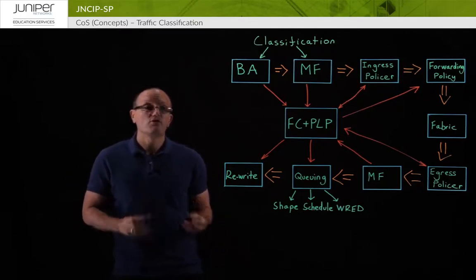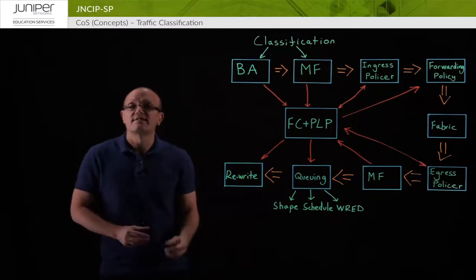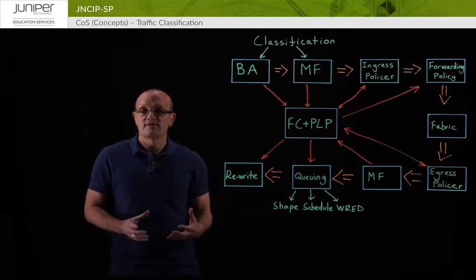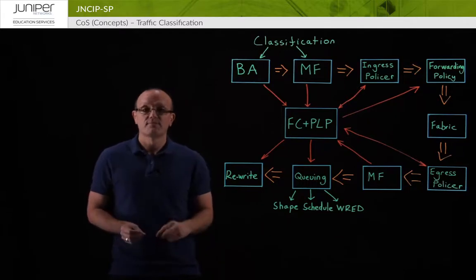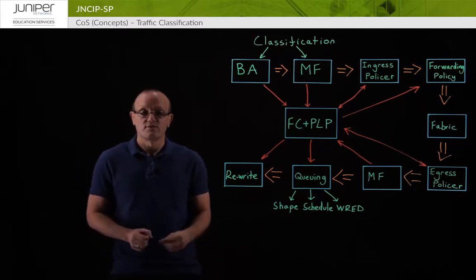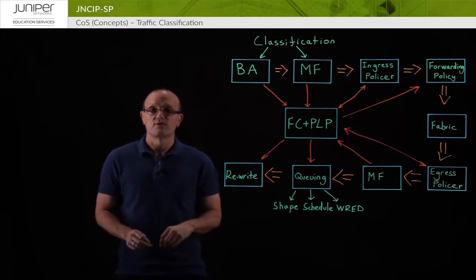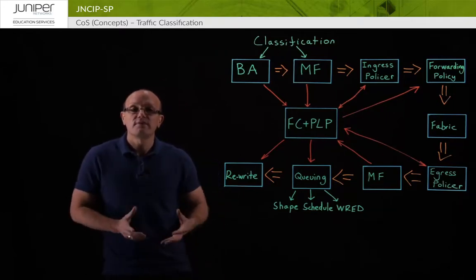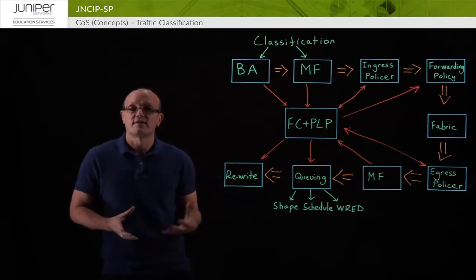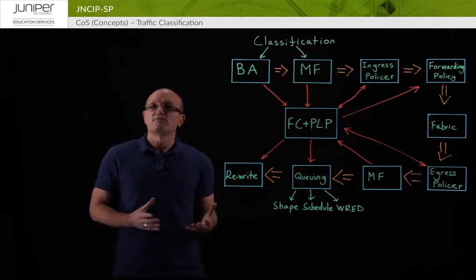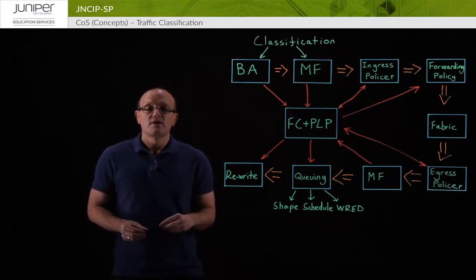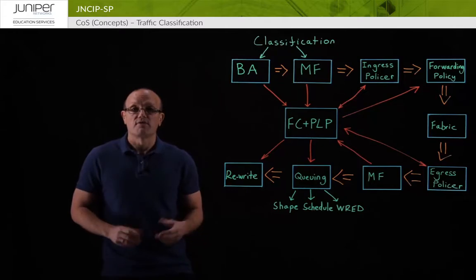Can we maybe perform multi-field classification at select points in the network and then use a more simplified form of classification downstream? We can absolutely do that, and this is the standard design for quality of service in most networks. It also means that configuration downstream can be simplified. You're not having to deploy large volumes of firewall filters on downstream devices, for example. And so let's walk through how this operates.